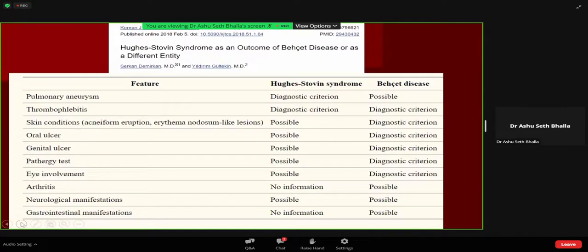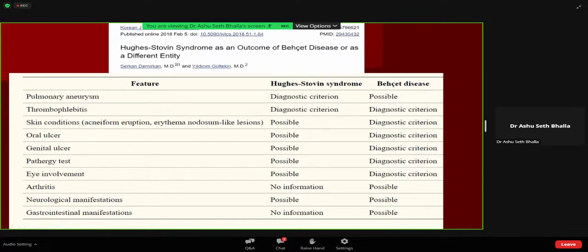Many times, when you see aneurysms, first you have to take a call whether they are mycotic or non-mycotic. Once you decide these are not mycotic, then we have to differentiate between HSS and Behçet disease. If you look at the differentiating features, both of these can be associated with aneurysms, but the aneurysms are far more common in HSS. Thrombophlebitis can happen in both, but the main differentiating points are oral and genital ulcers and the pathergy test, which is actually a diagnostic criterion for Behçet. So when this is not present, it becomes an HSS.